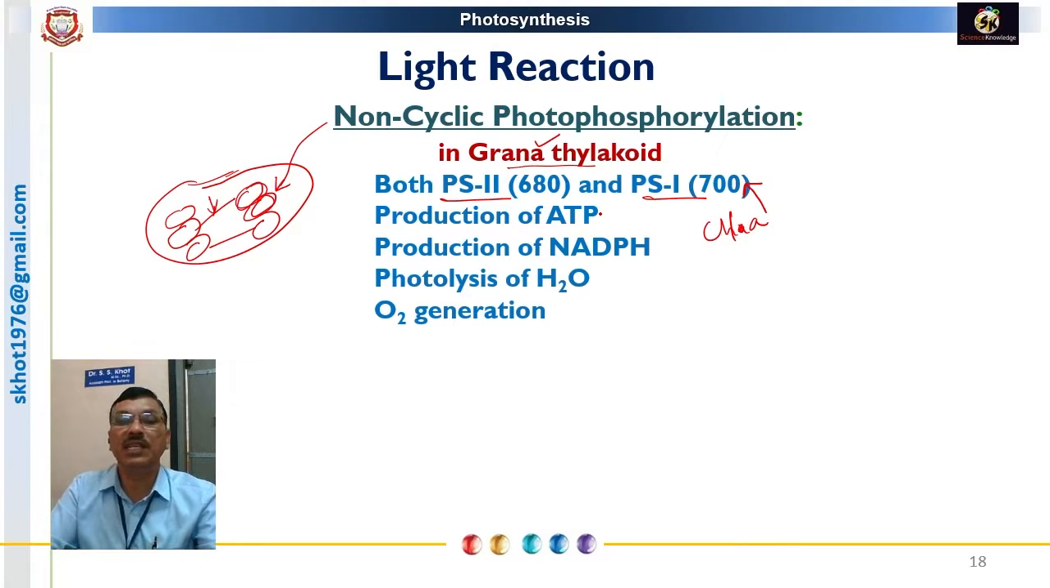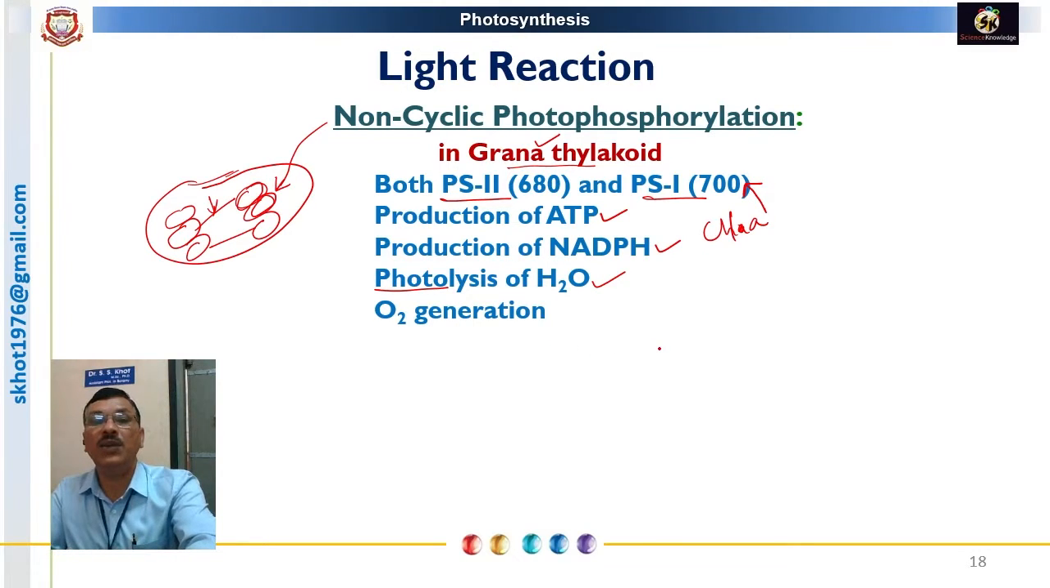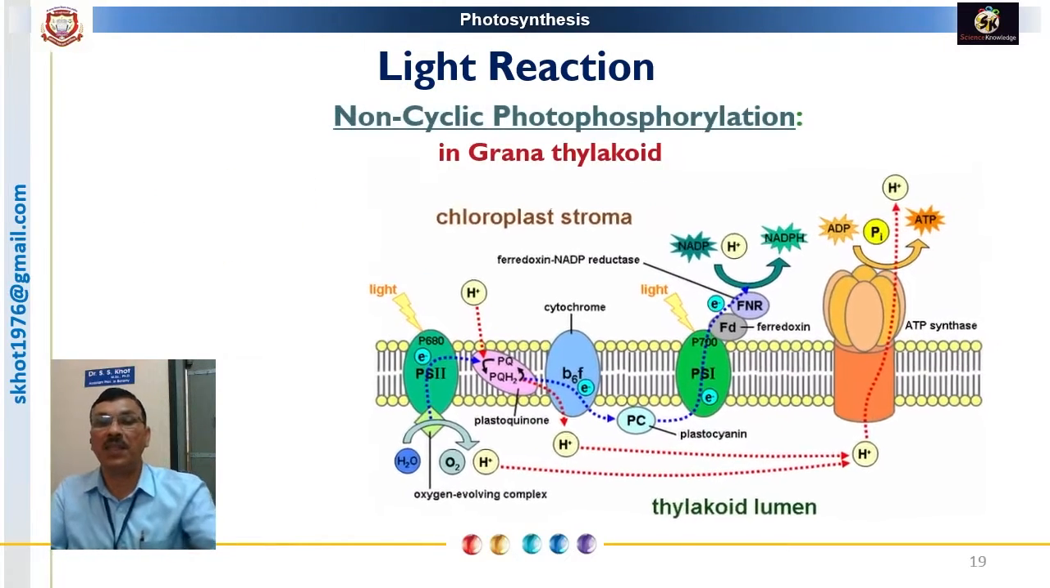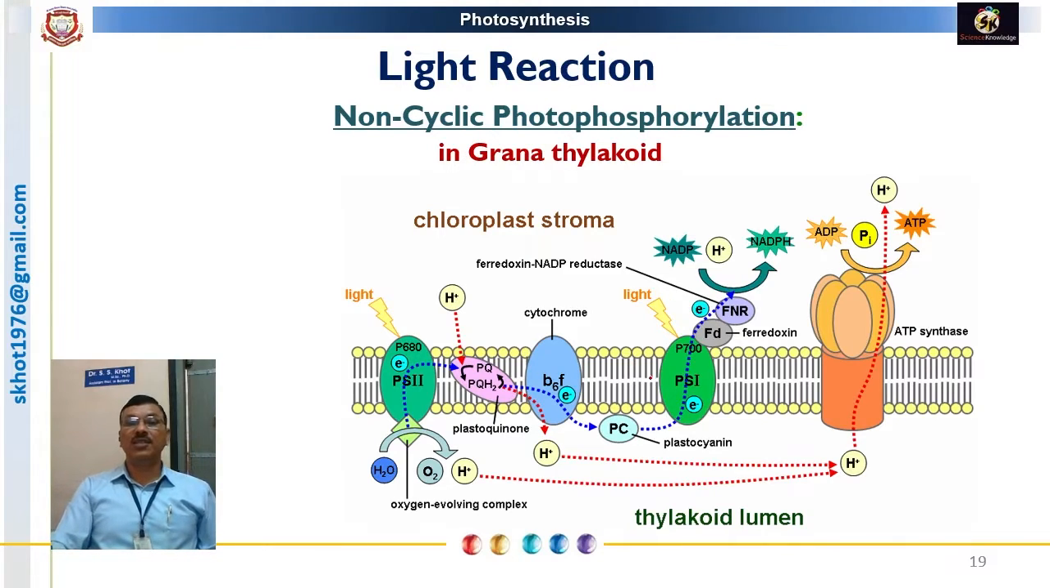And in this process the ATP is produced, NADPH, that is reducing power, is produced, and the water molecule is photolyzed. Water molecule is photolyzed to produce oxygen. How does it happen? Let us see. So this is the organization.